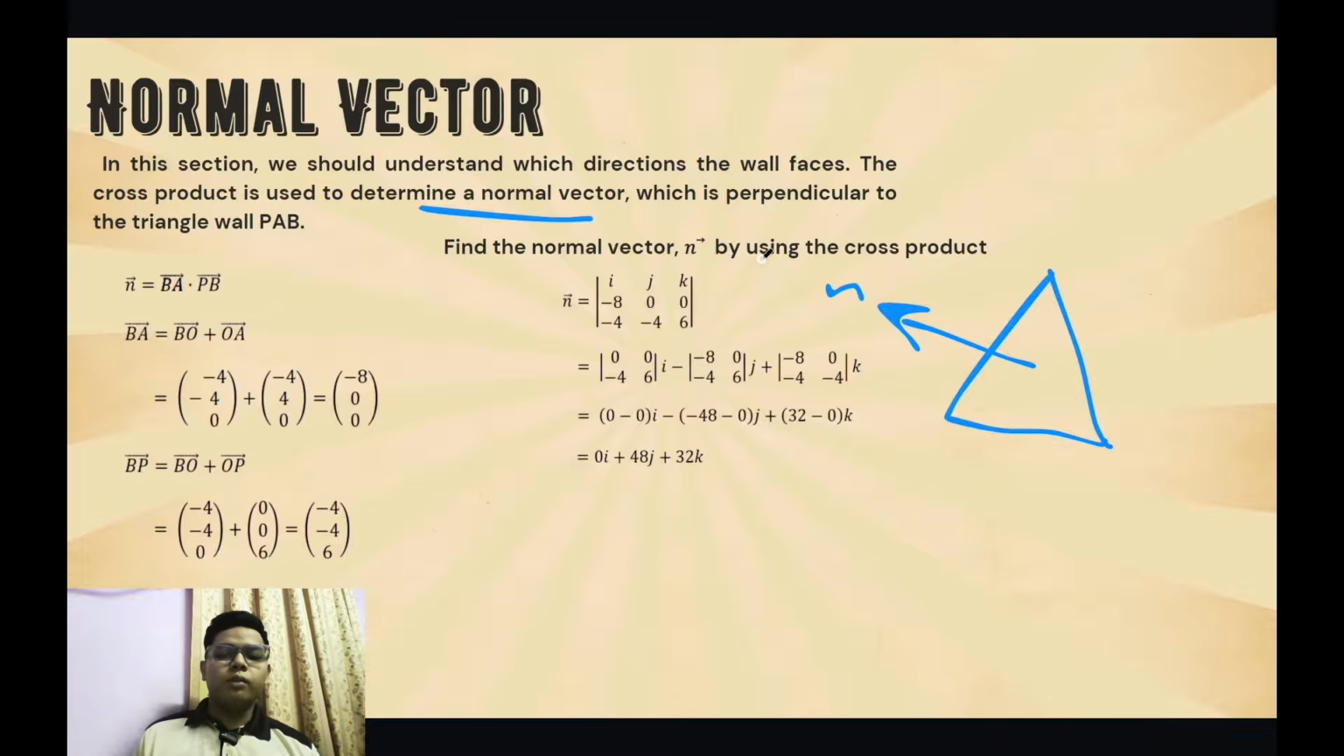To find the normal vector, we can use the cross product. BA cross BP, where BA is BO plus OA, we got negative 8, 0, 0. BP is BO plus OP, we got negative 4, negative 4, 6. Now we calculate the cross product like always: 0 times 6 is 0, negative 4 times 0 is 0, negative 8 times 6 is negative 48, negative 4 times 0 is 0, negative 8 times negative 4 is 32, negative 4 times 0 is 0. And remember the signs alternate. We got 0, 48, and 32.